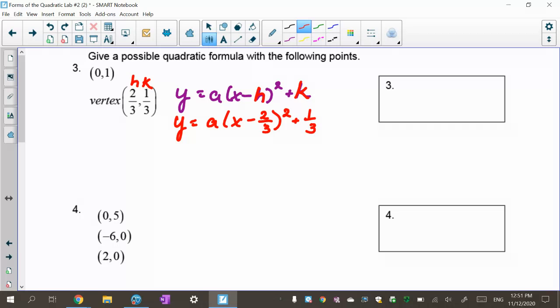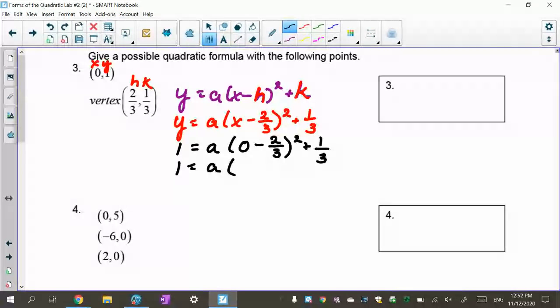So far, so good. And then I have to solve for a, and they gave us another point, (0, 1), which is my y-intercept. So in this spot, I'm going to put a 1. In my x spot, I'm going to put a 0. And I'm going to do what Mrs. Pond said, take my time. 0 minus 2/3 is -2/3. And when I square that, that's 4/9. So what I want you to do right here is to actually put the 4/9 in front of the a so you don't make a mistake with the algebra.